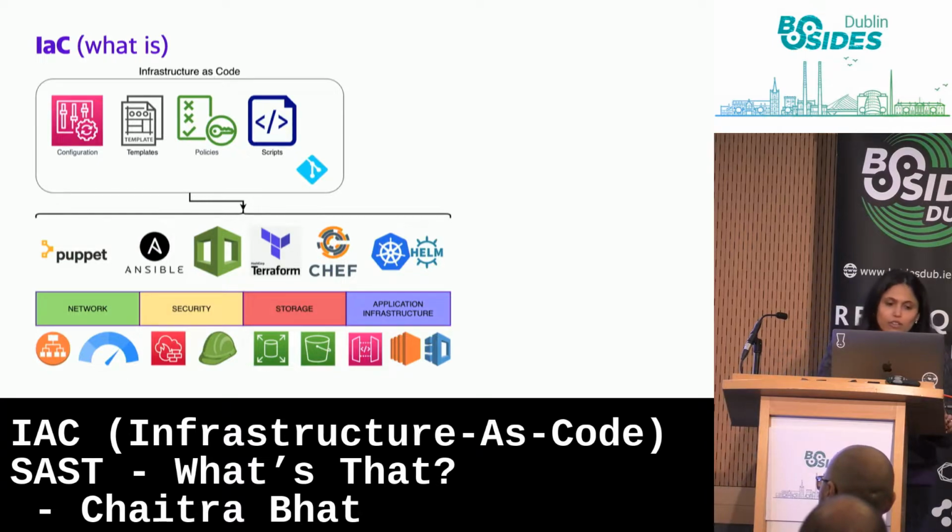Your likes of CloudFormation, Terraform, Kubernetes are some of the examples. So these tools understand the code that you have written and go and deploy the infrastructure for you: your network, your security, your storage, application infrastructure.